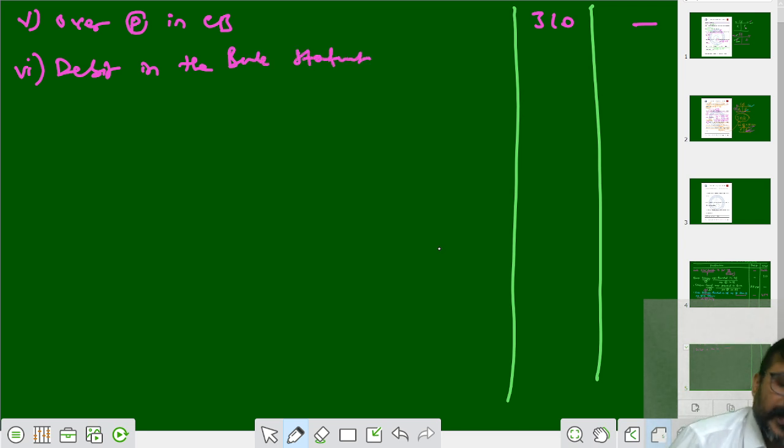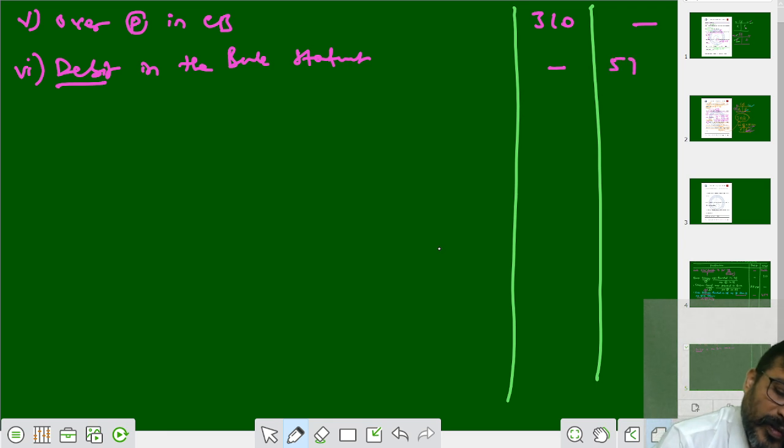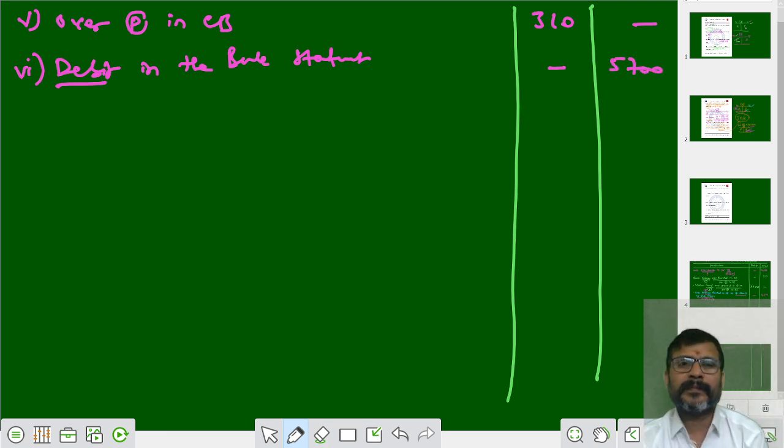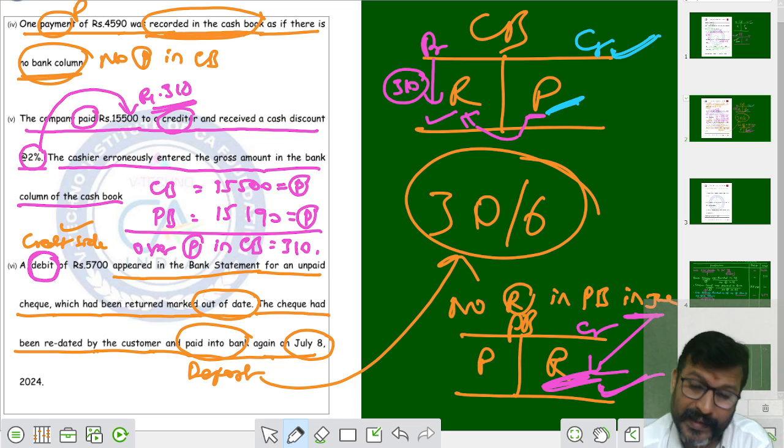Bank statement. Debit means debit side. Which side should we take it on? Credit side. How much is the amount? 5,700. That's all. If you read the complete sentence, the answer is correct. If you read the shortcut, then also the answer is correct. Right? Please try to understand that.